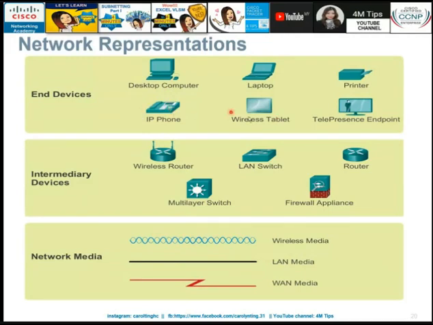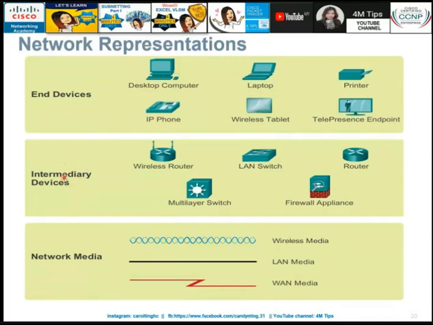Okay. So the wireless tablet is very simple. It's something like your tablet PC, like an iPad. All these are wireless tablets. And then you will have the telepresence endpoint, something like a smart TV and all that. So all of this is considered as the end devices that you can see in your Packet Tracer.